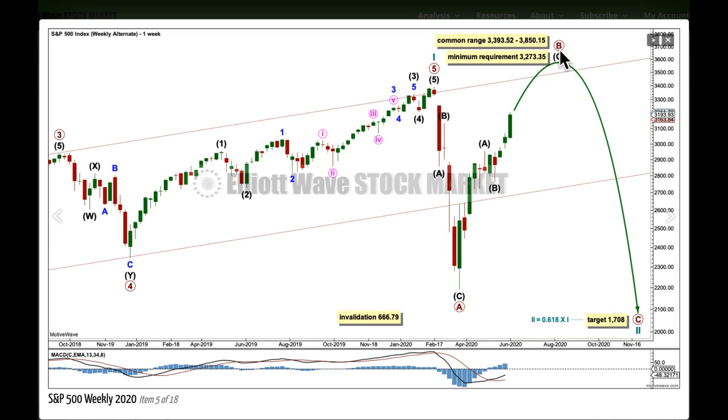The minimum requirement for a B wave within a flat is to retrace 90% the length of the A wave. In this instance, it's at this price point. The common range for a B wave within a flat is from 1 to 1.38 times the length of the A wave, giving us this range, allowing new all-time highs, and yet the bear market could then continue with a devastating C wave to move beyond the end of the A wave. And so we do need to consider this possibility as well.